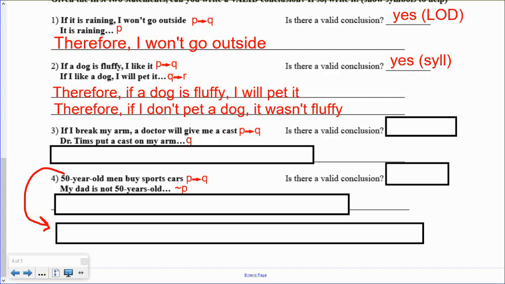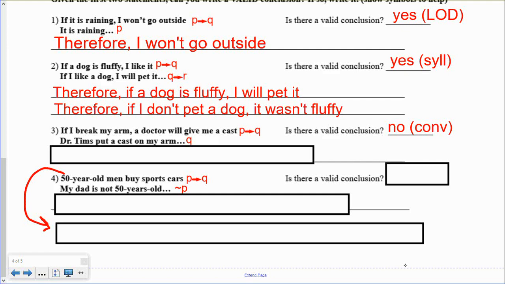Euro, Q. You always start that way. And then the next line says, Dr. Timms put a cast on my arm. What's that idea? That was Q, the second idea. All right, so what does it look like it's starting to do? It started with PQ, and then it started with Q. It looks like they're starting to write the converse. Is that valid or invalid? It's invalid, because it's the converse error.